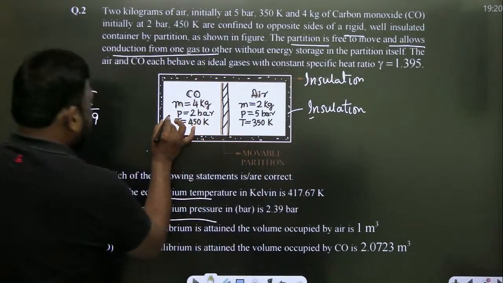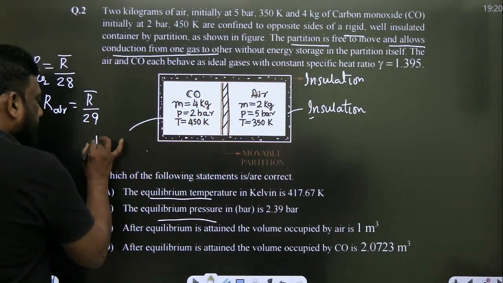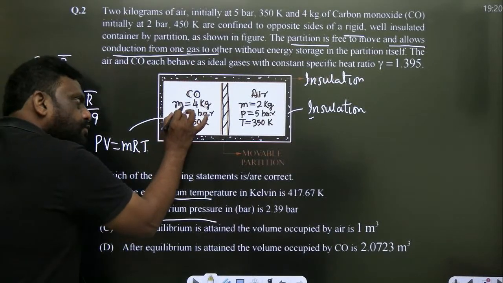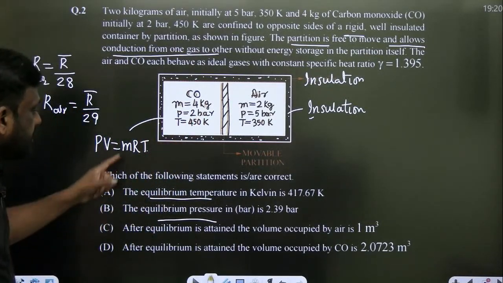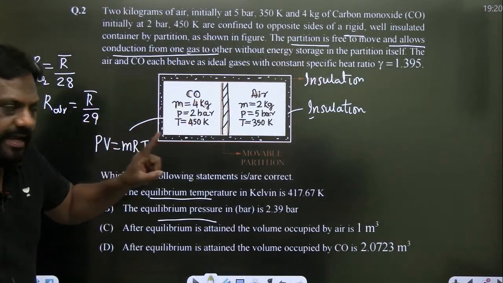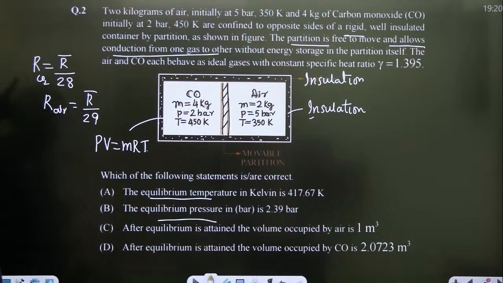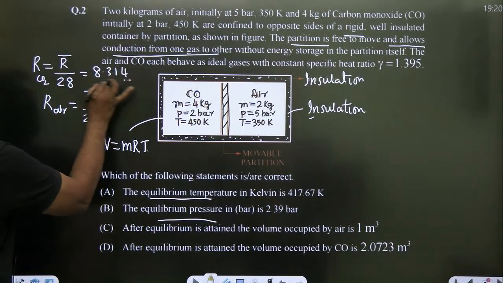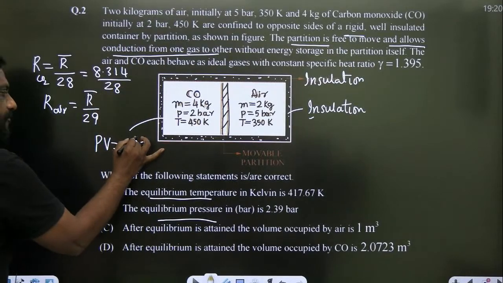For carbon dioxide, look here. For carbon dioxide, PV is MRT. Mass is known. Some students may be wondering, sir, I don't know R for carbon dioxide. What is the molecular weight of carbon dioxide? 28. So R is known. What is R for carbon dioxide? It is 8.314 by 28.